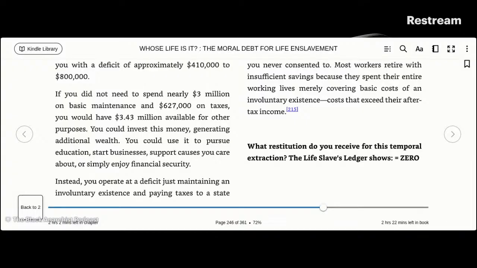You could invest this money generating additional wealth. You could use it to pursue education, start businesses, support causes you care about, or simply enjoy financial security. Instead, you operate at a deficit, just maintaining an involuntary existence and paying taxes to a state you never consented to. Most workers retire with insufficient savings because they spent their entire working lives merely covering basic costs of an involuntary existence, costs that exceed their after-tax income. What restitution do you receive for this temporal extraction? The life slave ledger shows zero.